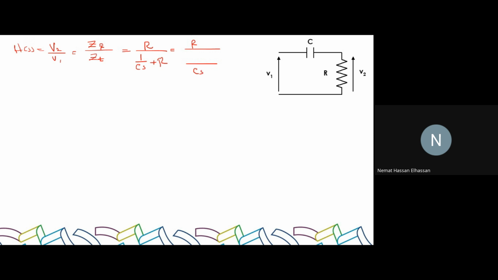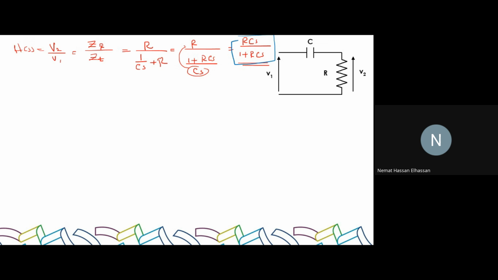We unify the denominators. So we'll have 1 plus R C S, right? This CS will go here. It becomes RCS over 1 plus RCS. Make sense so far? So this is my transfer function. Now, based on this transfer function, let's try and plot the frequency response.